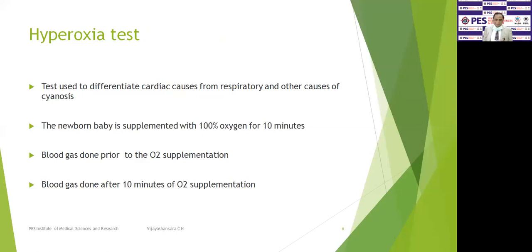Then there is what you call the hyperoxia test, which will differentiate cyanosis from cardiac causes from that of respiratory or other causes. The newborn baby is supplemented with 100% oxygen for 10 minutes. This is important. It has to be 100% oxygen and for 10 minutes. You do a blood gas prior to the 100% oxygen supplementation, then a blood gas after 10 minutes of oxygen supplementation so that you see the difference.